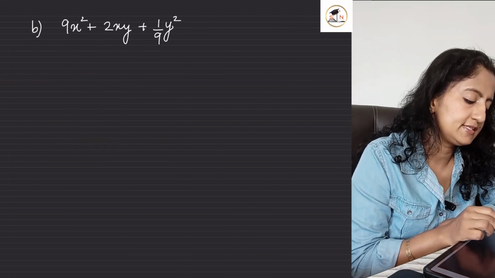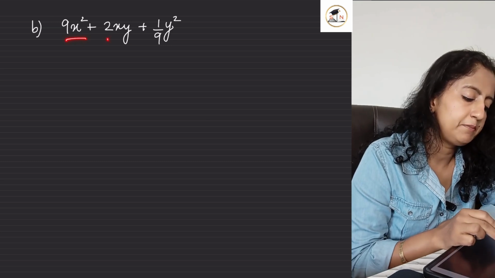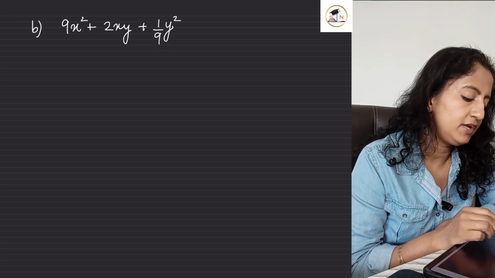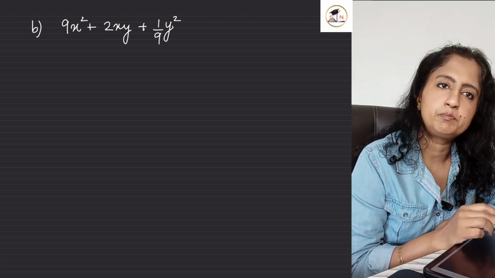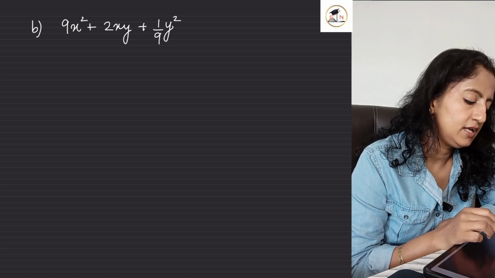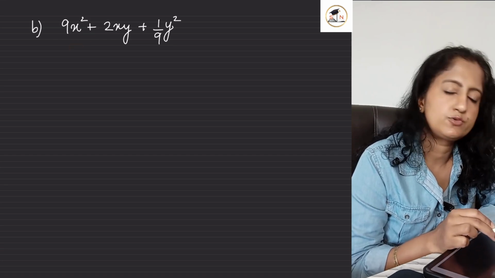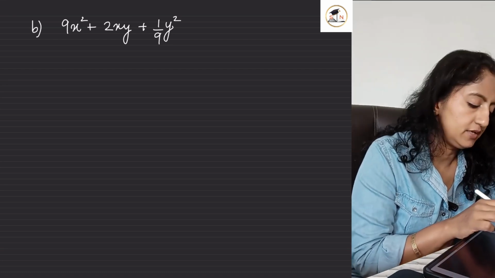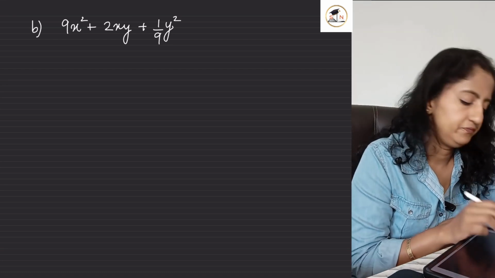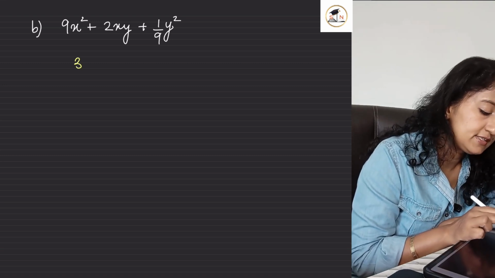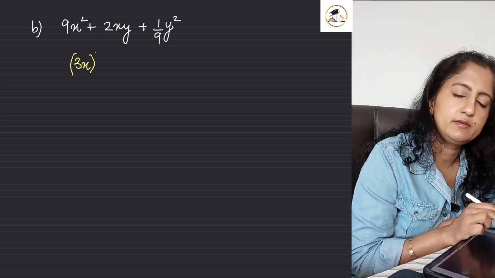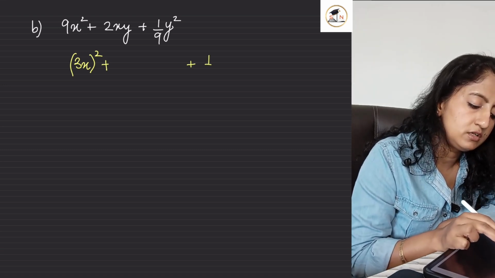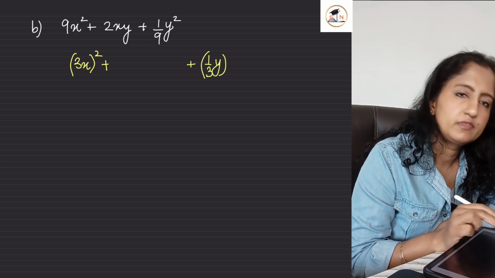The question over here says 9x squared plus 2xy plus 1 by 9 y squared. The process remains same, where we have to identify the two perfect square terms, and we can see that 9x square and 1 by 9 y square are those terms, right? So let's start writing their square roots. What is going to be the square root for 9x square? It is 3x, right? So outside we will write square. And similarly, for the third term, it is going to be 1/3 y whole square, right?